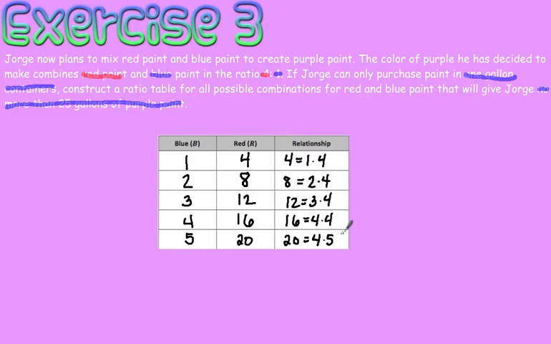Okay, and I want you to pay attention to these relationships because they've been kind of working their way back into our equations. So now I've figured out my tables. So now what I want to do is take a look at my equations for getting my amount of red paint and my amount of blue paint.